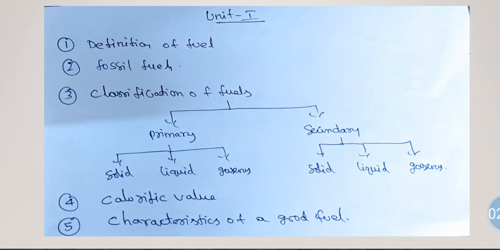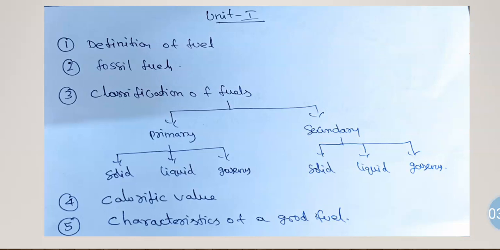Next, third topic, classification of fuels. Generally, we have written in a flowchart, fuels are classified into two types. These are classified according to their occurrence and according to their state of aggregation. According to their occurrence, they may be classified as primary and secondary. Primary fuels are also known as natural fuels, and secondary fuels are also known as synthetic fuels or artificial fuels.